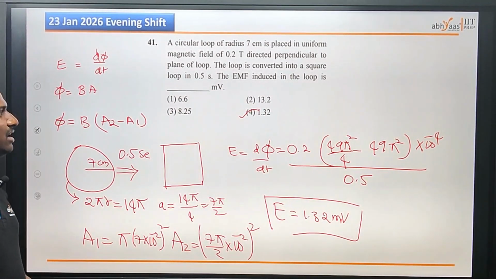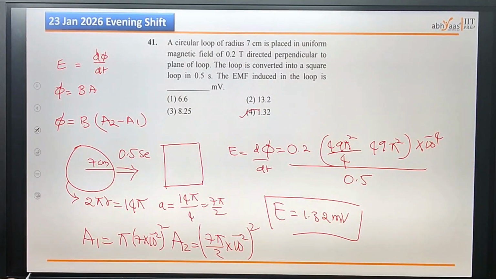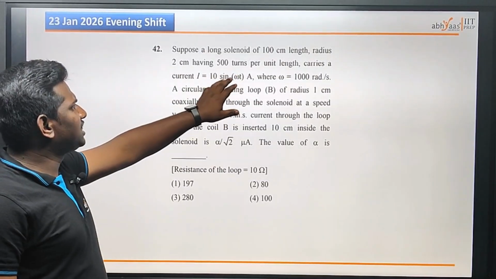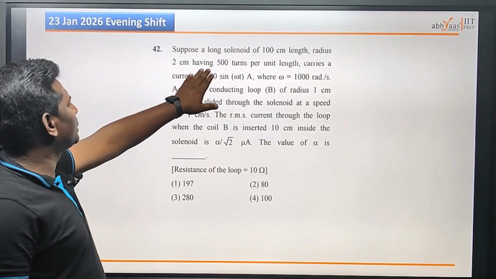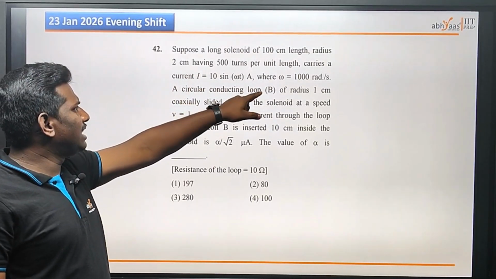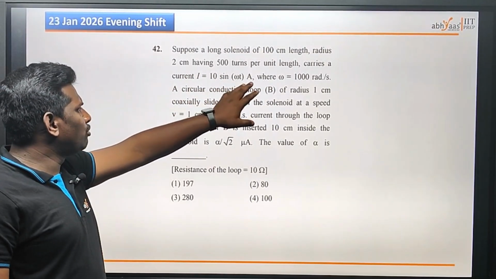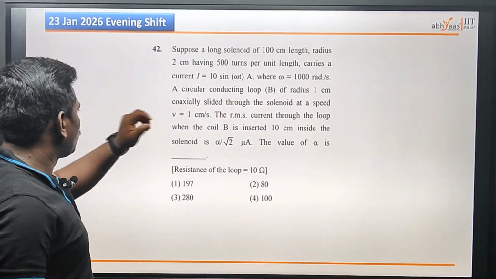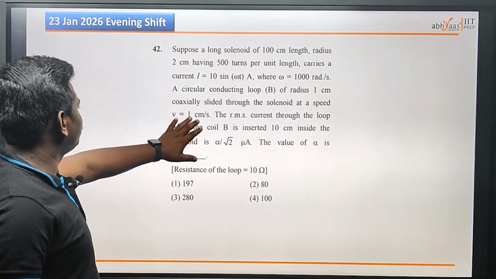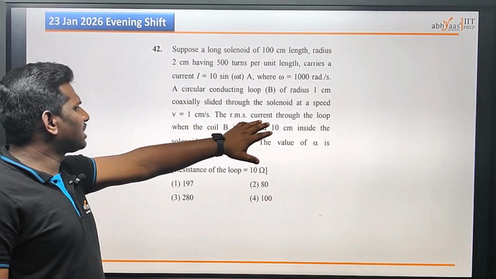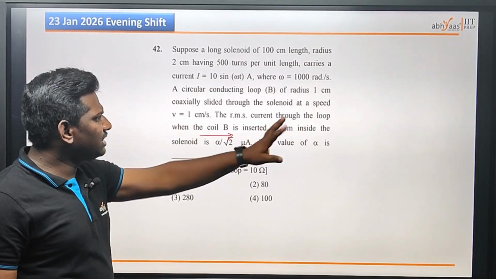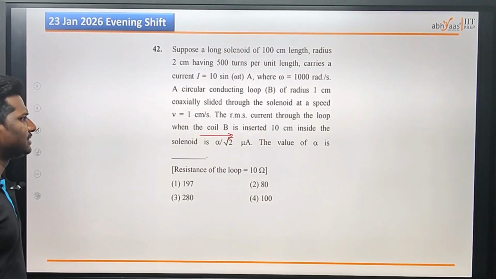Your answer is 4. Next one, question number 42. A long solenoid of 10 centimeter length, radius 2 centimeter, having 50 turns per unit length, carries a current I. They have given I and omega. A circular conducting loop B of radius 1 centimeter is coaxially slid through the solenoid at a speed of 1 centimeter per second. The RMS current through the coil B when it is inserted 10 centimeter inside the solenoid is.